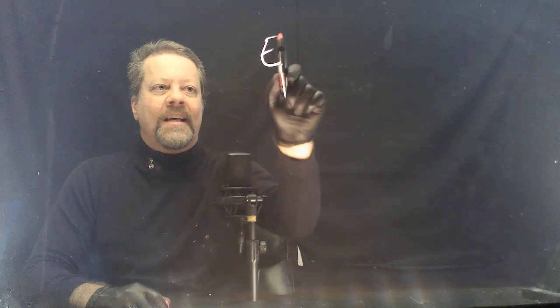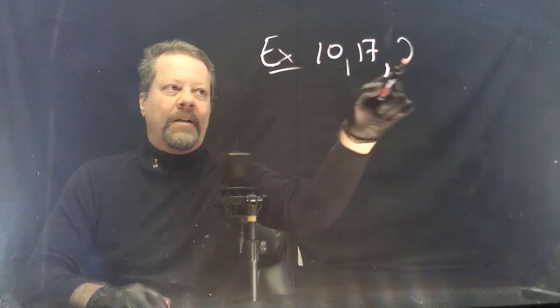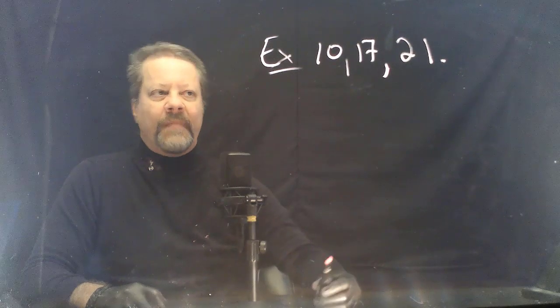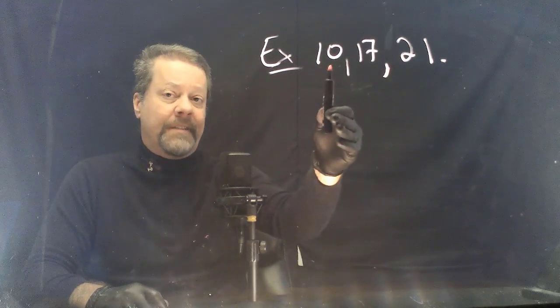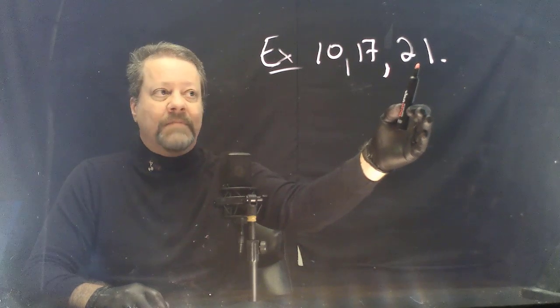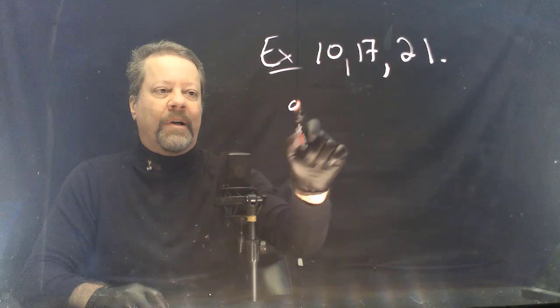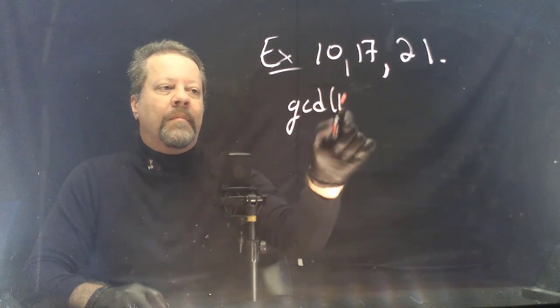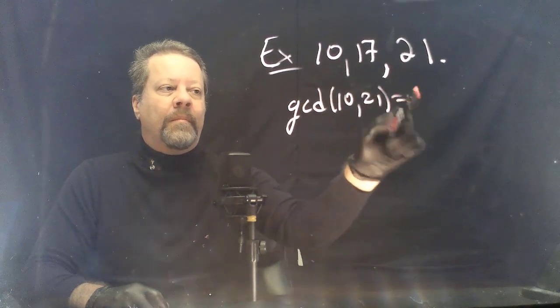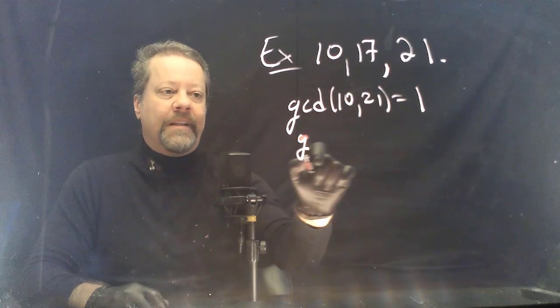As an example, consider the list 10, 17, and 21. Notice the prime decomposition of 10 is 2 times 5, and 21 is 3 times 7. These don't share any prime factors in common, so they are relatively prime. 17 is a prime, so it'll be relatively prime to either of these others.